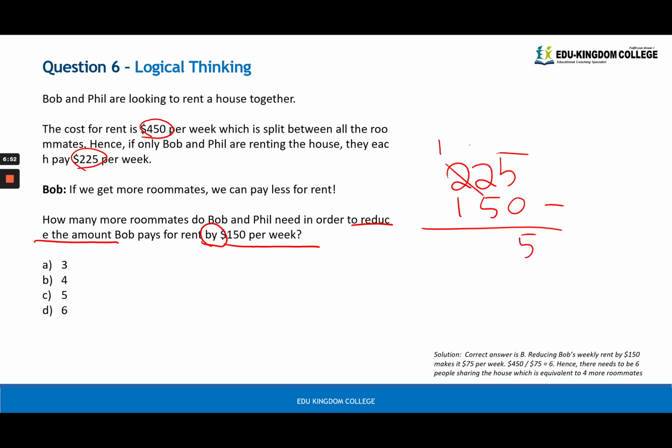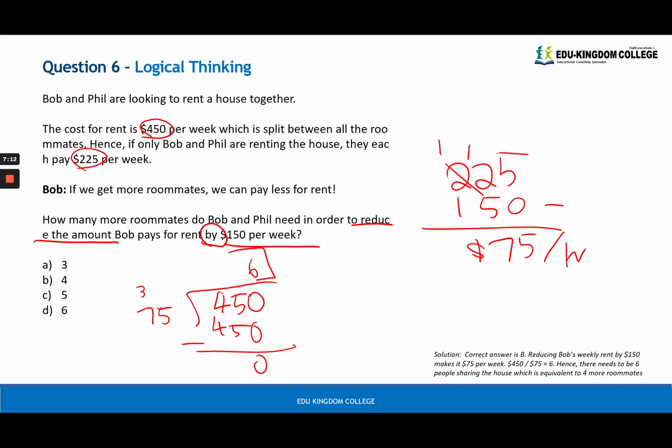We get 225 minus 150, which is $75 per week. That's how much he wants to pay. And to do that, everyone needs to pay 75 and needs to get to 450. So let's divide 450 by 75. 6 times 5 is 30, 42, 45 minus, you get 0. So 6 people need to be there for Bob to pay $75 per week, which is $150 less than what he pays now, $225 a week.